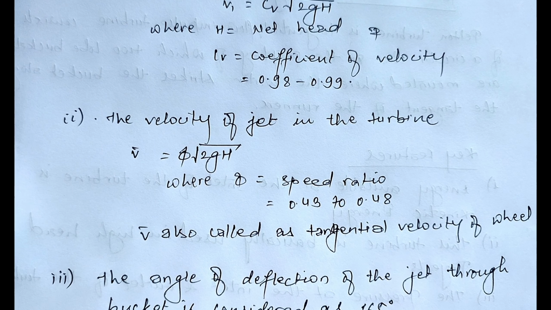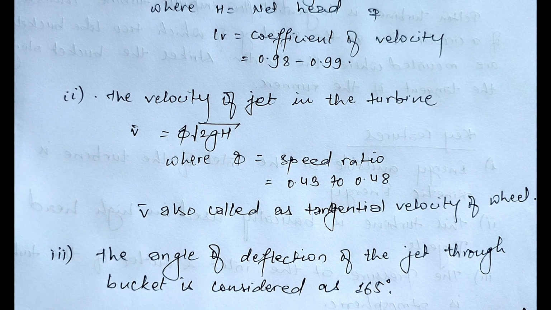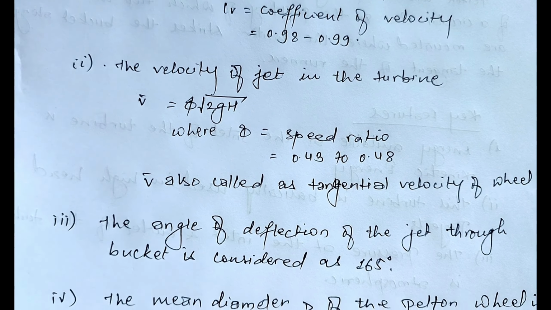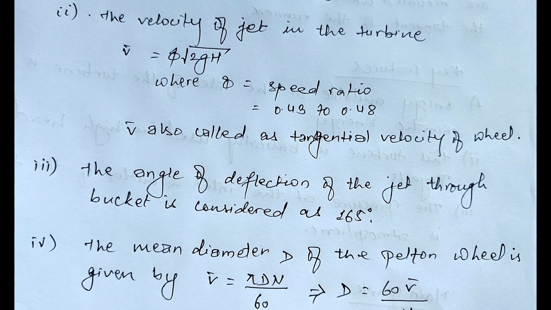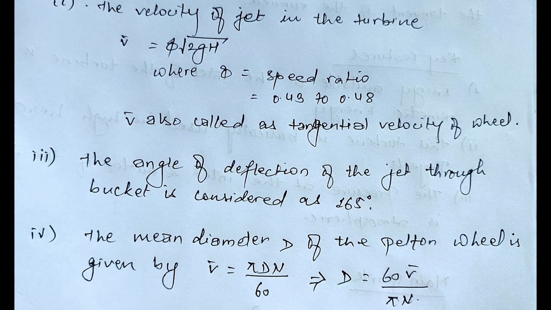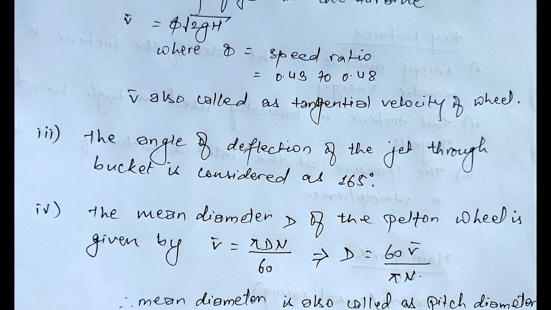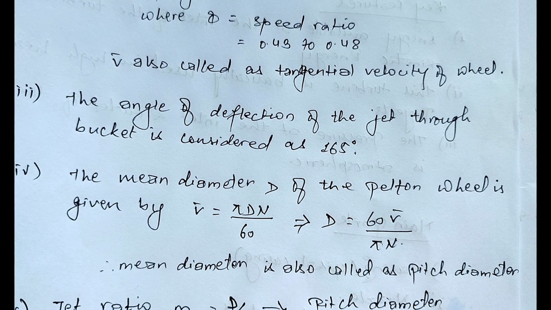And in the third step, the angle of deflection of the jet through the bucket is considered as 165 degrees. While doing a numerical problem, if this value is not given, then we have to consider 165 degrees. If this value is given, then we have to take the value given in the question. And in the fourth step, the mean diameter of the Pelton wheel is given by V bar equals pi D N by 60. This can be transformed as D equals 60 V bar by pi N, where the mean diameter is also called the pitch diameter.